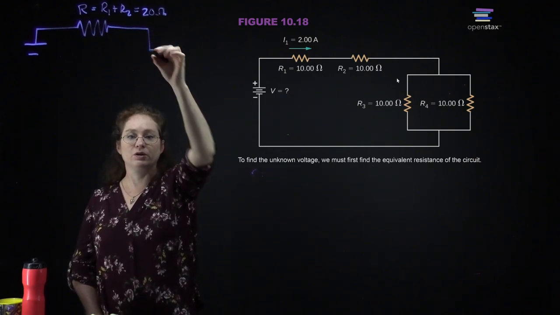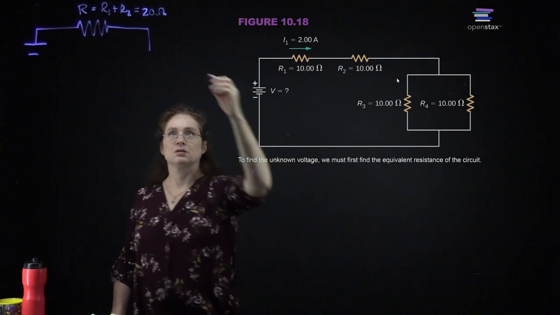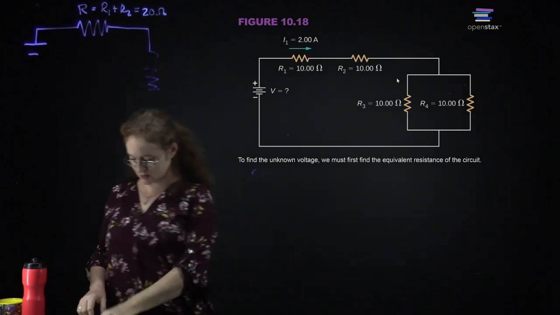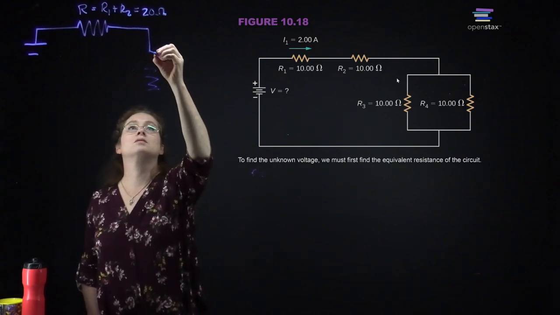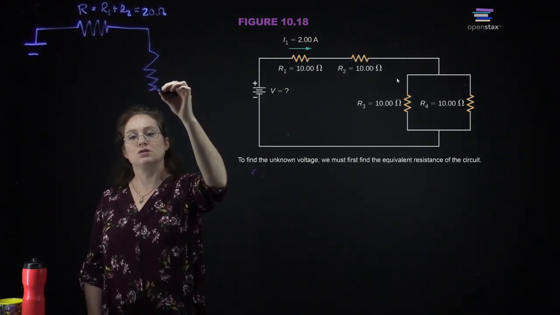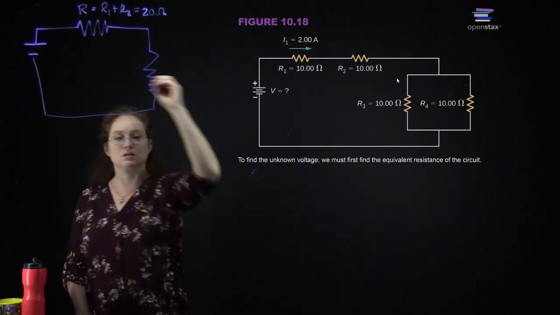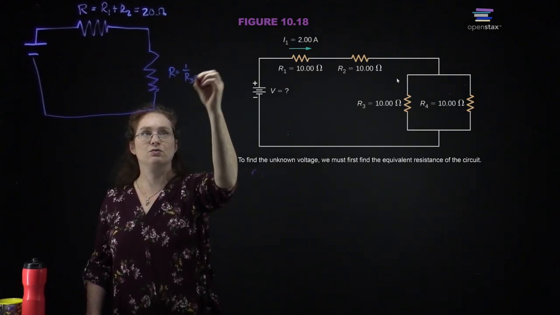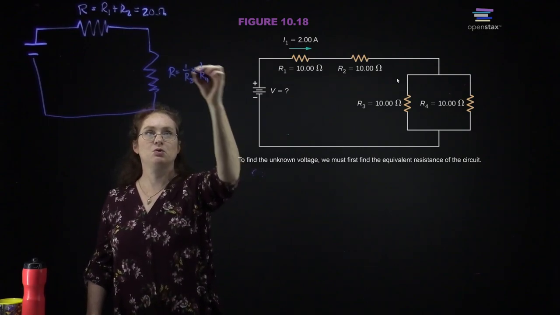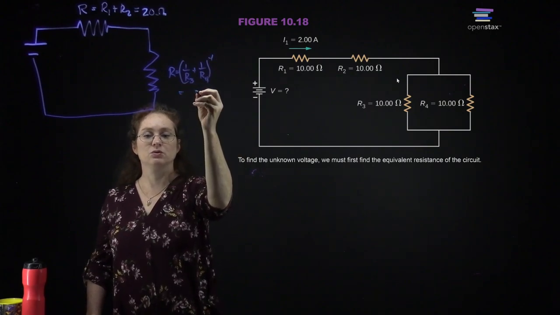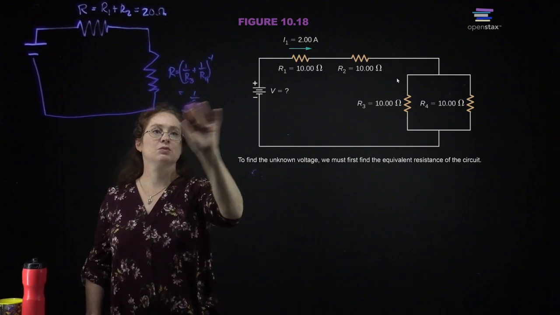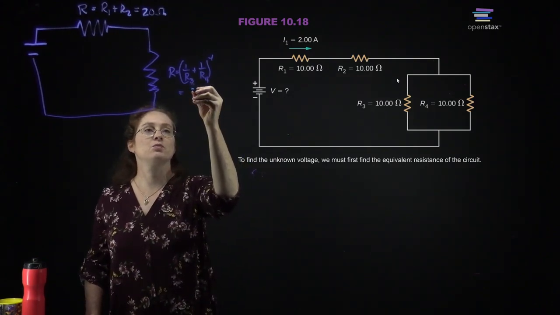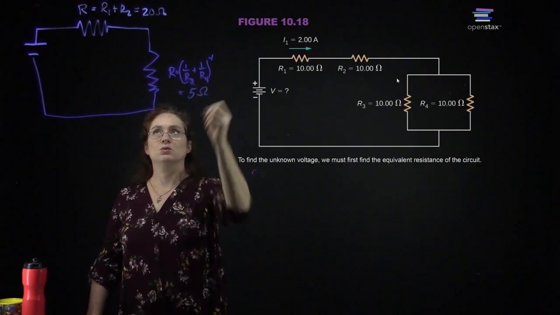And now, I'm going to replace these resistances by 1 effective resistance. All right, so now this effective resistance is the inverse of 1/R3 plus 1/R4. So this is equal to 1/10 ohms plus 1/10 ohms, which is 2/10 ohms. And the inverse is 10 ohms over 2, or 5 ohms.